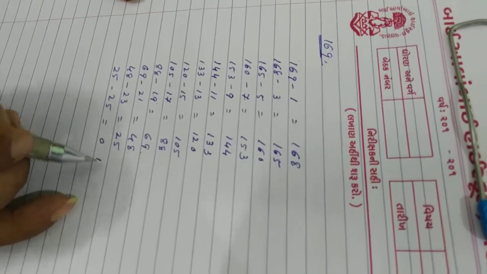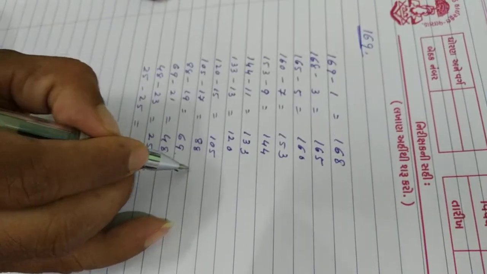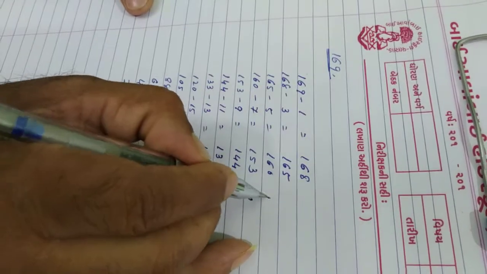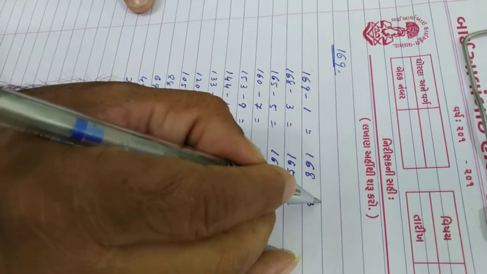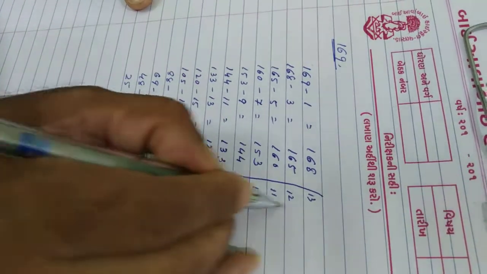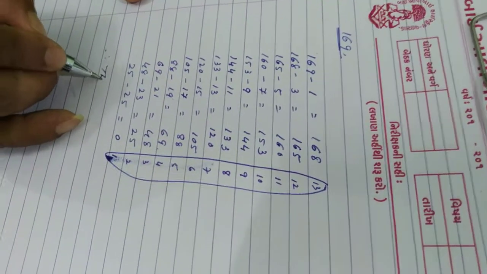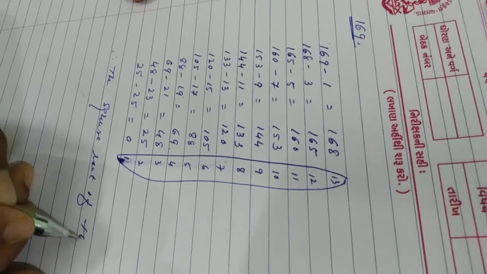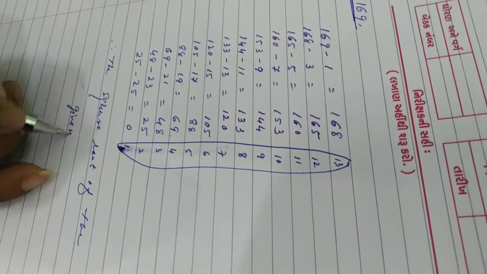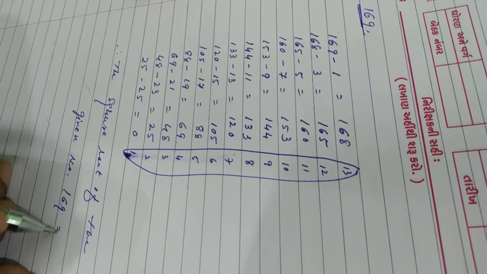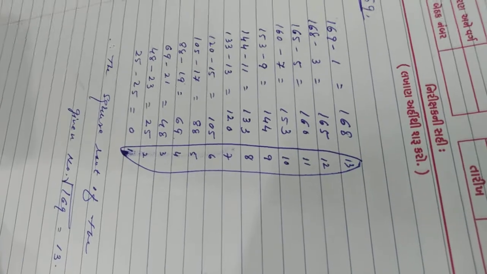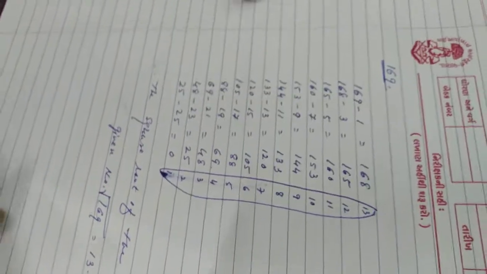So now how many times? 1, 2, 3, 4, 5, 6, 7, 8, 9, 10, 11, 12, 13. So we can say this is the square root of the given number. Therefore the square root of the given number 169 is equal to 13. So all of you understood how to find it? Sure? Good.